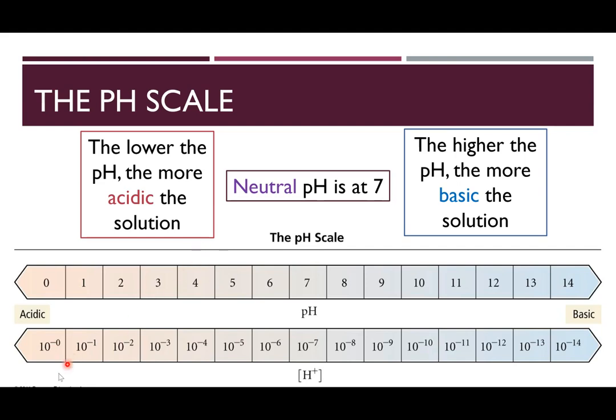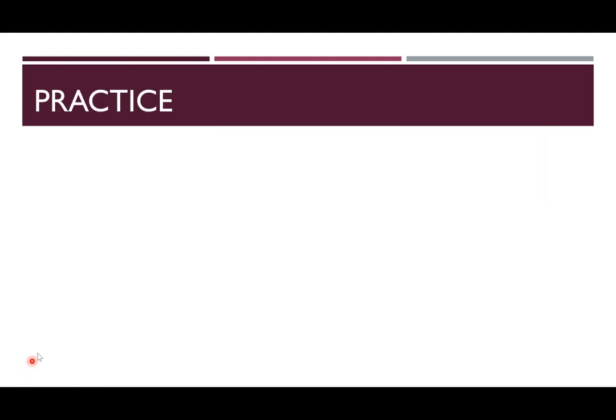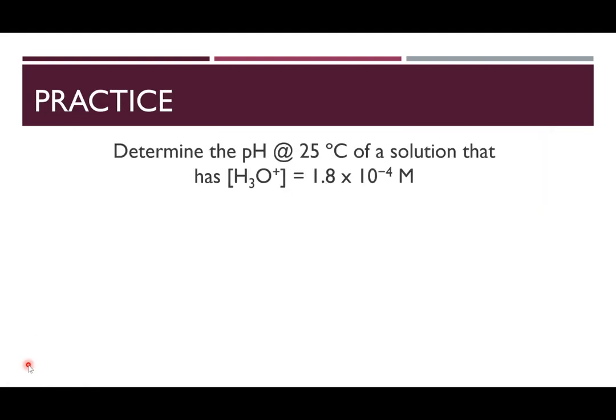Okay. So let's see if we can work another problem together. Determine the pH of the solution that has a hydronium concentration of 1.8 times 10 to the negative 4th. And then determine if it's acidic or basic. So go ahead and pause the video and work through that.